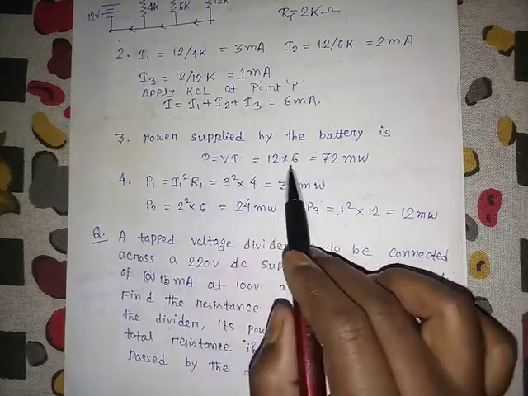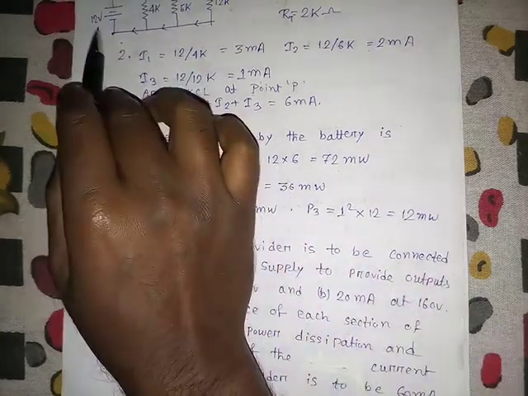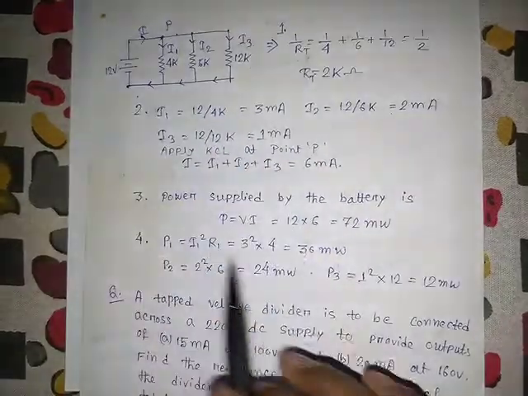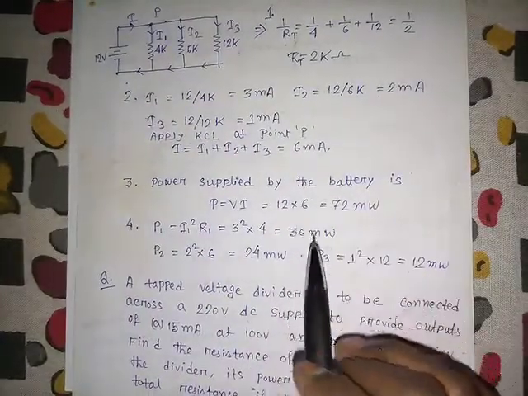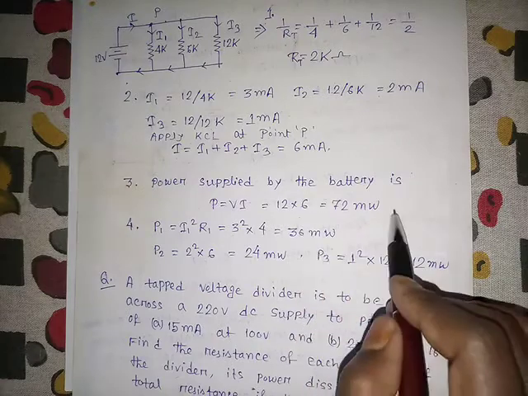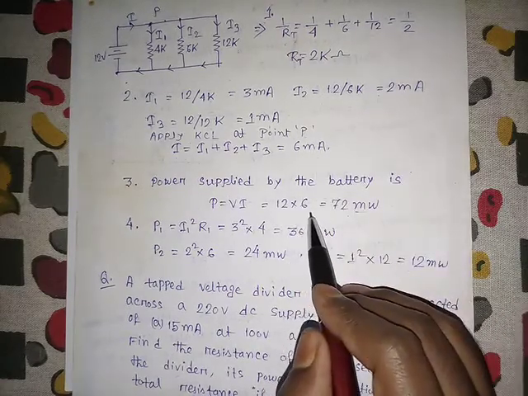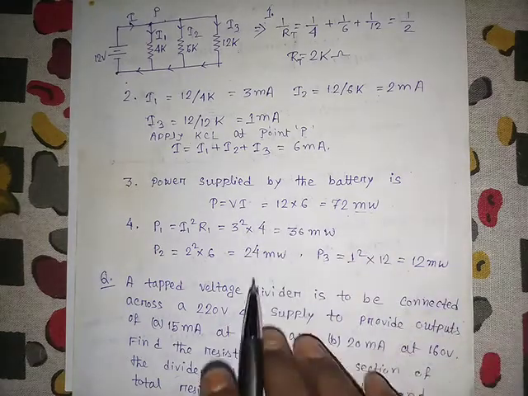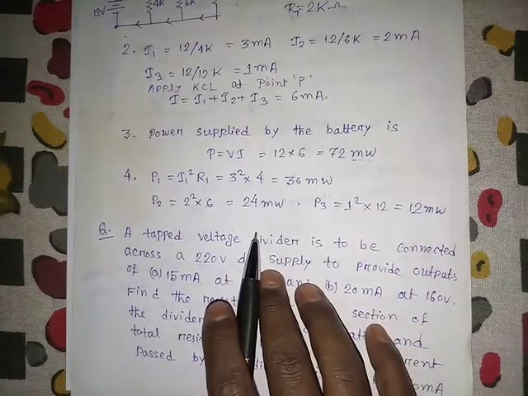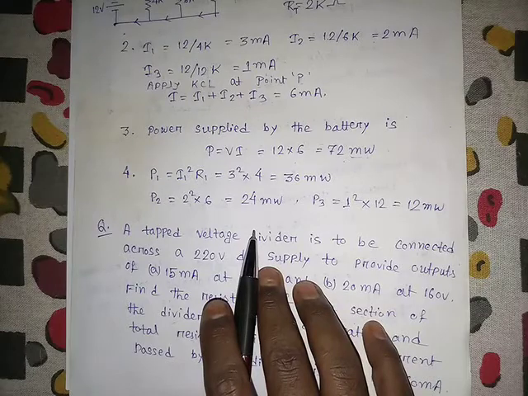P equal to VI, where V is our circuit voltage, 12, and I is 6 milliampere. After calculating this, milli is a constant term here, and voltage into current gives watt, so our power unit is watt.